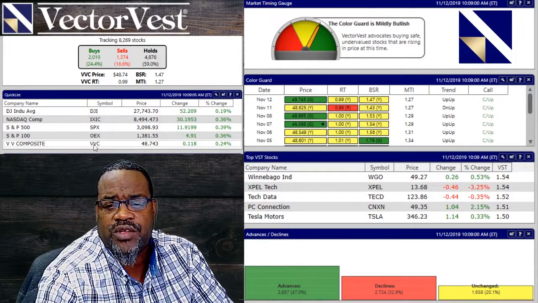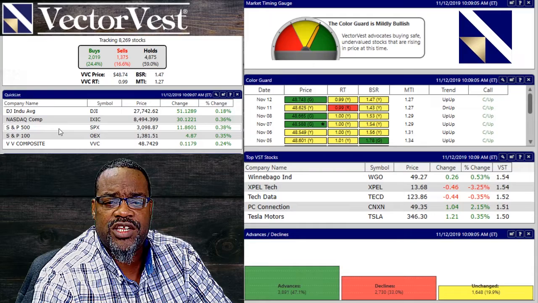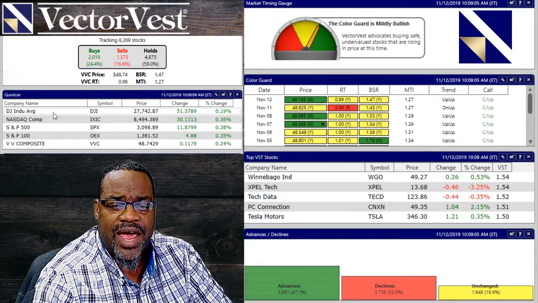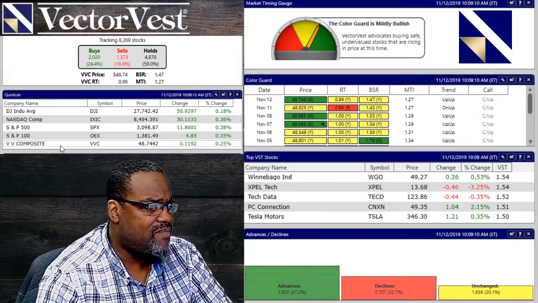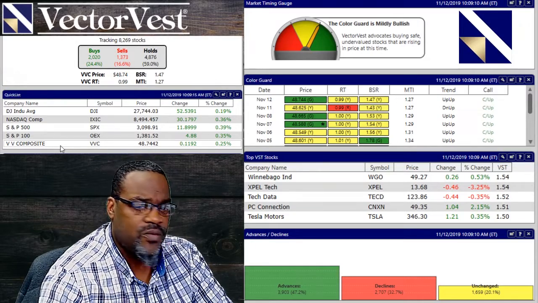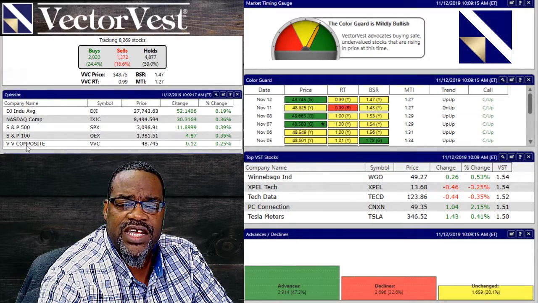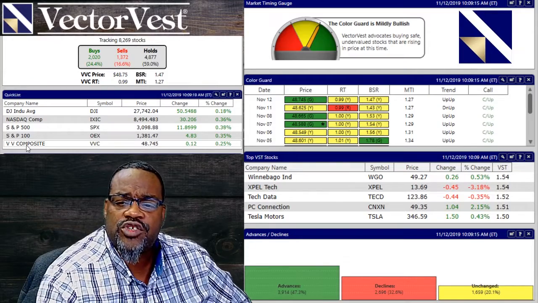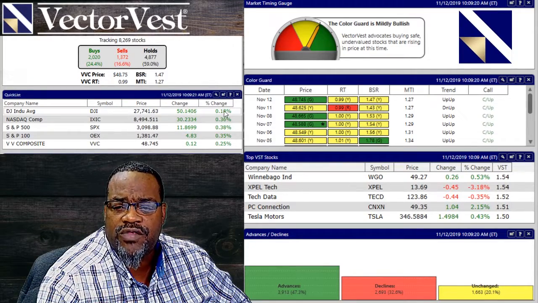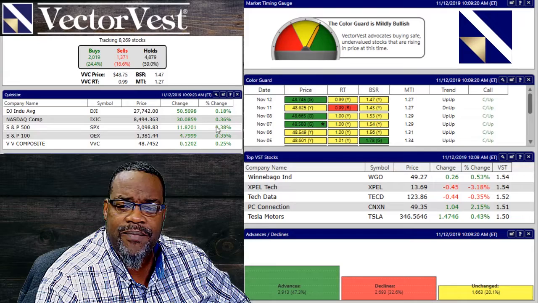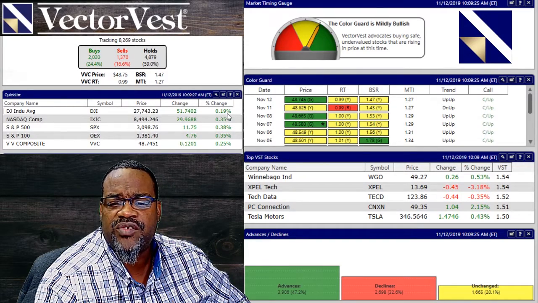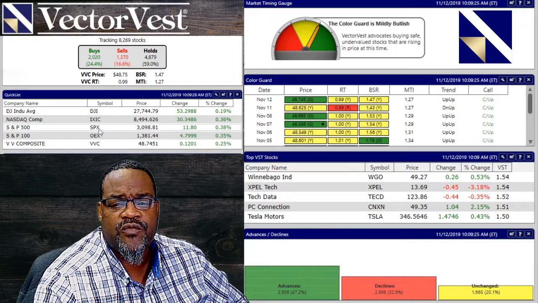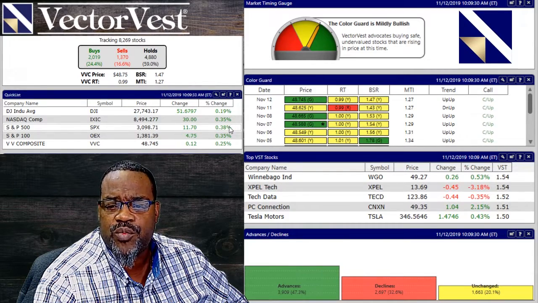Because we're looking at real-time data, I can see the major indices throughout the day. Here's the Dow, the NASDAQ, the S&P 500, and something that may be new to many of you is the VVC, or the VectorVest Composite. So clearly, I can see that all of the major indices are moving up today. The Dow is up 50 points, up about 0.2%. The big winner so far right now is the S&P 500, pushing almost 0.4%.